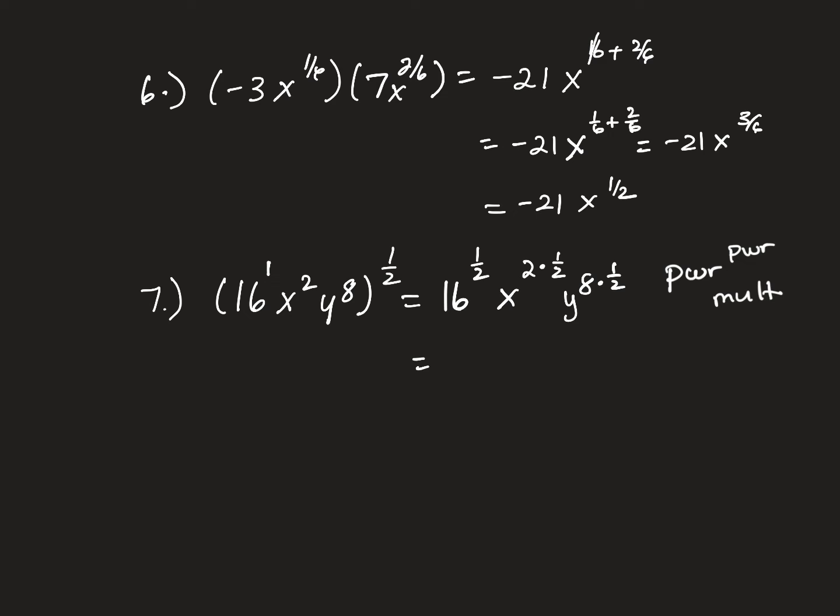Remember in our last unit, our last lesson, 1/2 means a square root. So you're actually getting the square root of 16. This is going to be x, and we have 2 times 1/2, which is 1. And 8 times 1/2 is actually y to the 4th power. So once I clean this up, the square root of 16 is 4x y to the 4th power. And that's what it simplifies to.